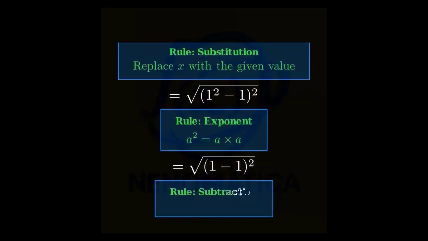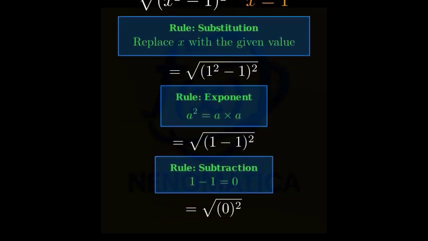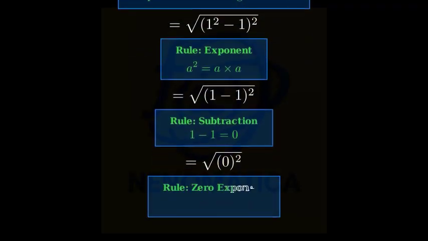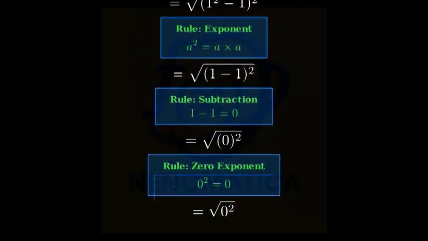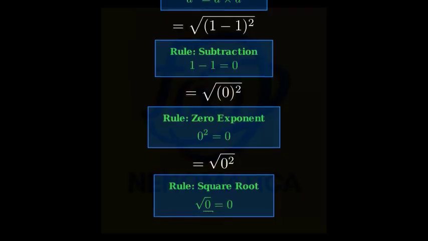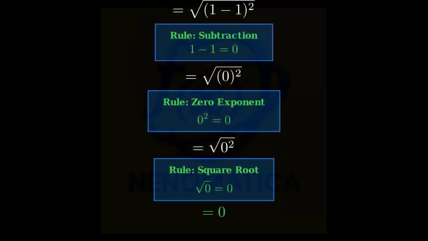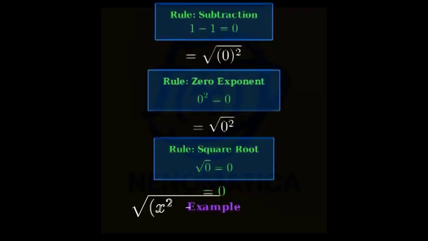Let's simplify 1 minus 1, which equals 0. Now, we square 0 to get 0 squared. And finally, we take the square root of 0, which equals 0. Now, let's solve our second example.